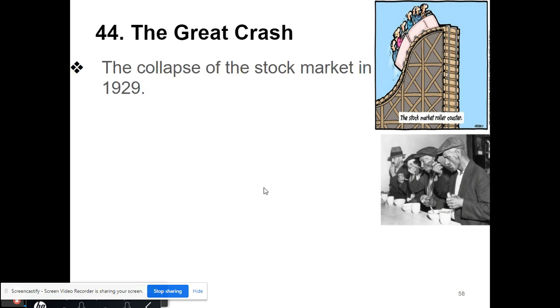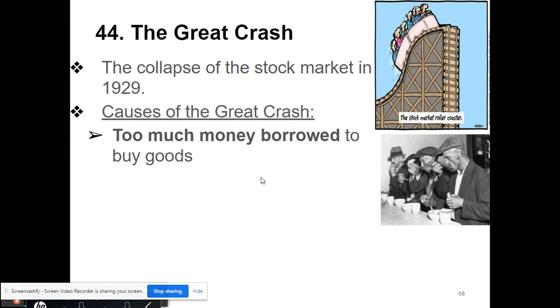The great crash. There was a major stock market crash in 1929, Black Tuesday, October 29, Black Thursday, and it was because too much money was borrowed to buy goods. Too much credit was given out, especially on stocks. People were buying stocks on leverage, meaning they would pay 10% of a stock, and if it went up, they cashed in the profits. But if it collapsed, they couldn't afford it. This is showing you that the stock market can be a roller coaster and it could crash.